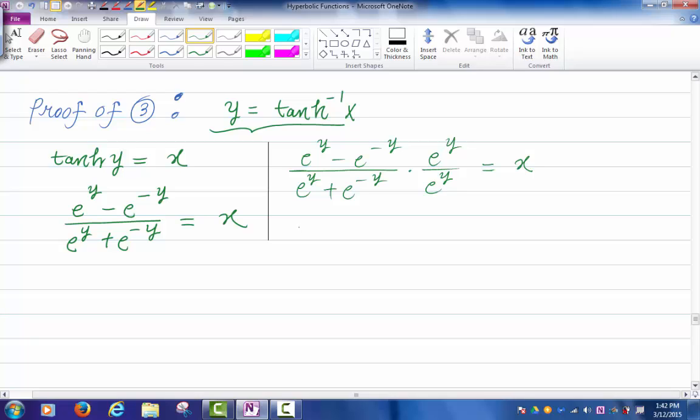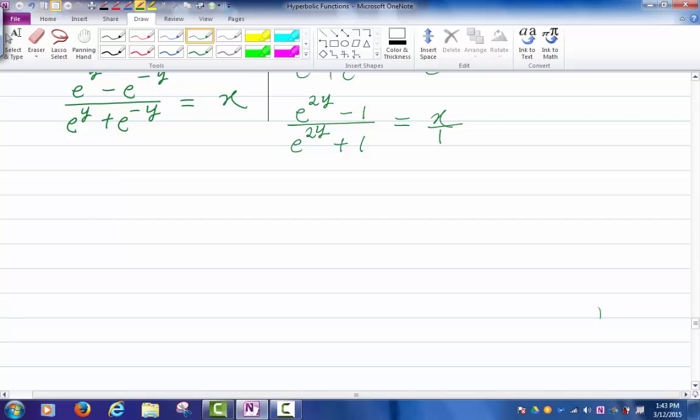And now if I multiply out, what do I get? If I multiply out the numerators, I'm going to get e to the 2y minus 1 over e to the 2y plus 1, and this is equal to what? This is equal to x. So on the left hand side, I basically simplified the left hand side, right? I got rid of the negative powers. Now I'm going to think of x as x over 1 and cross multiply.